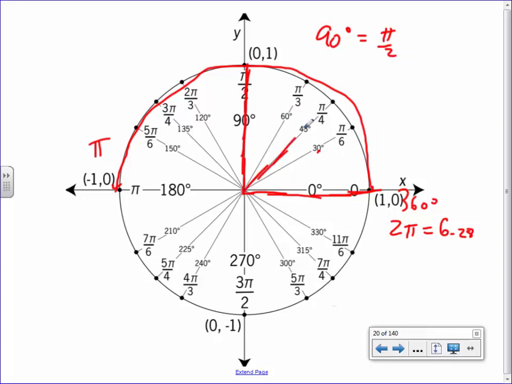And right here, 45 degrees, I'm going to break things up into quarters. Here's your first quarter, your second quarter, your third quarter, your fourth quarter. Each quarter of pi is worth 45 degrees.